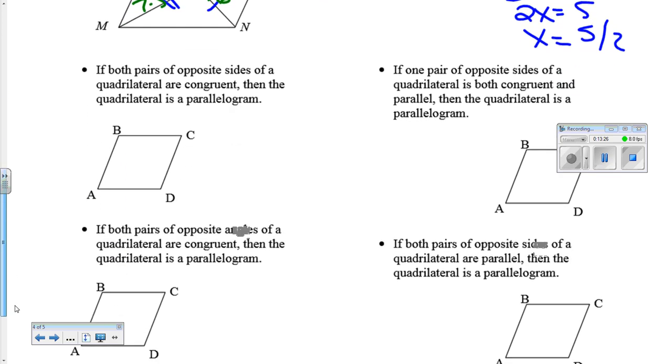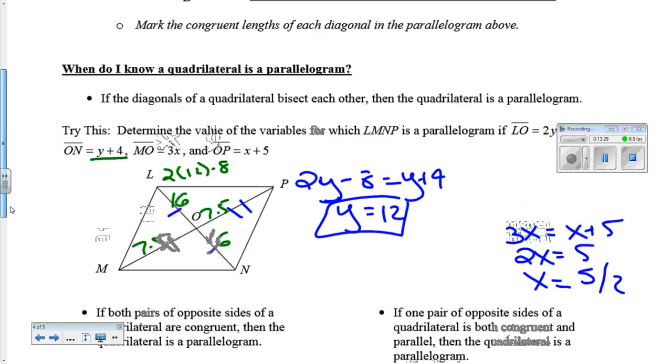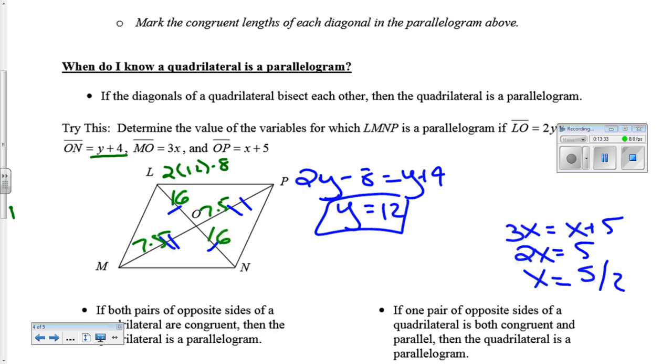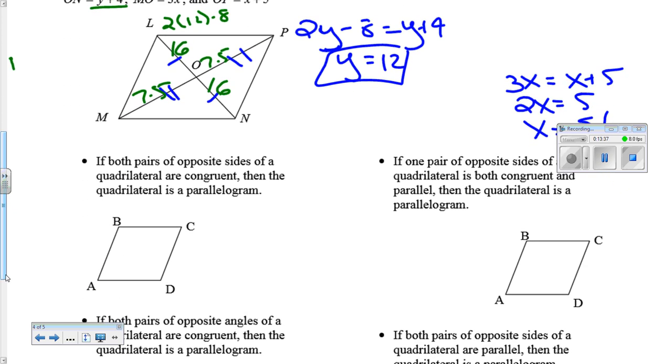Okay, other instances that work. So there's 5 different scenarios that work. It's going backwards of what we just did. Okay, so if the diagonals cut each other in half, they bisect each other, it is a parallelogram. If both pairs of opposite sides are congruent, the quadrilateral is a parallelogram.